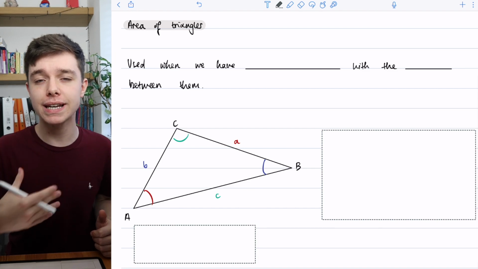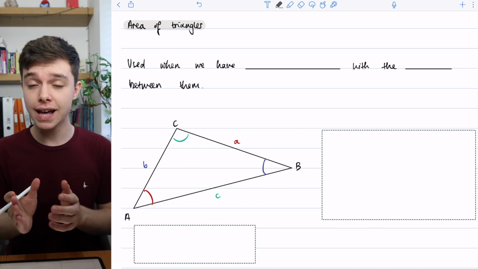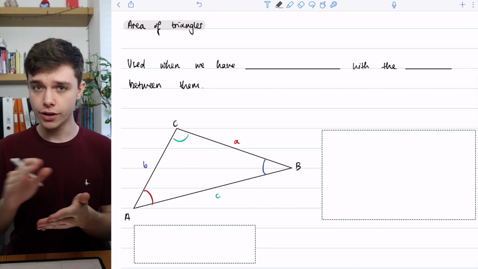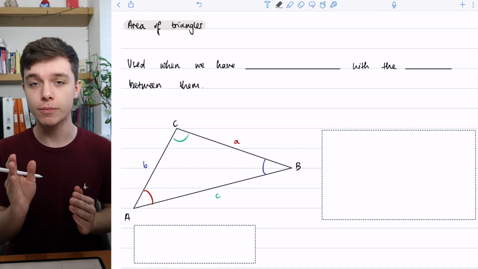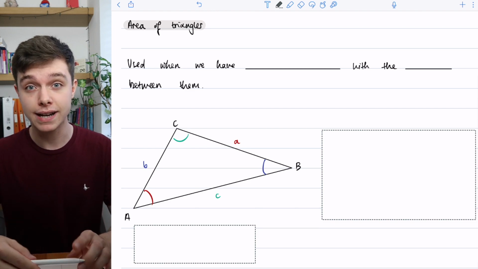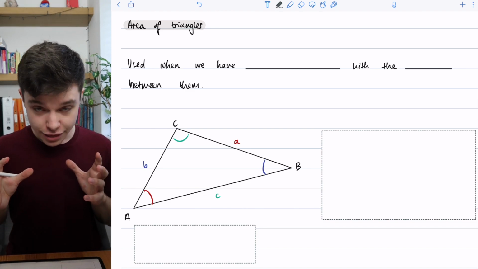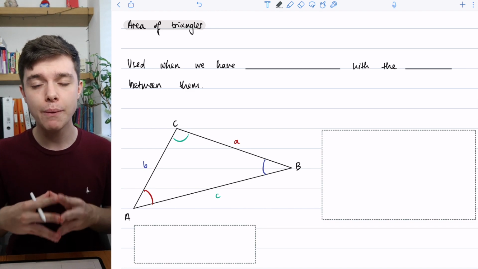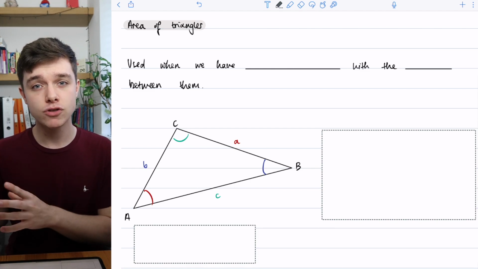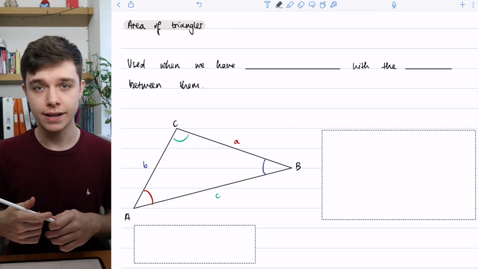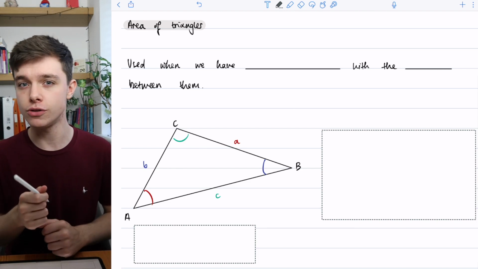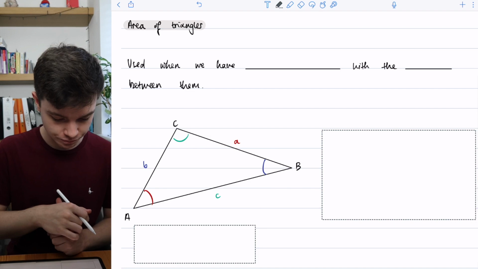know their perpendicular height. The perpendicular height is the height of the triangle that goes from the base straight up to the highest point and meets the base at a perpendicular angle, a right angle. In this lesson, what we're going to do is have a look at how we can find the area of triangles using a different formula where we don't have to know the perpendicular height, but we do have some restrictions of when we can use this formula.